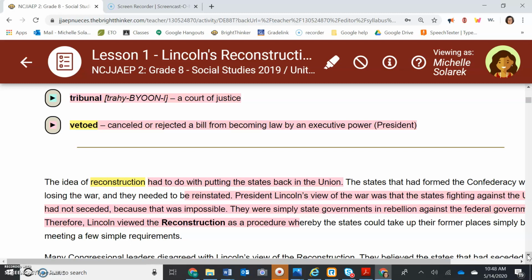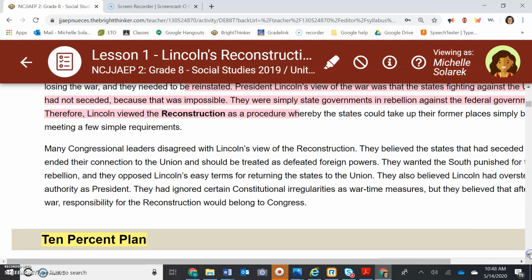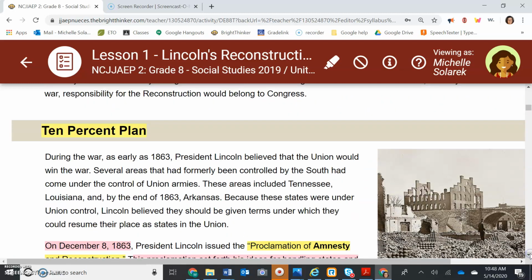So President Lincoln developed what was called the idea of Reconstruction. So question number 4 is, what was President Lincoln's plan to bring the states back into the Union? And the answer is Reconstruction. So now we're going to get ready to take a look at number 5.